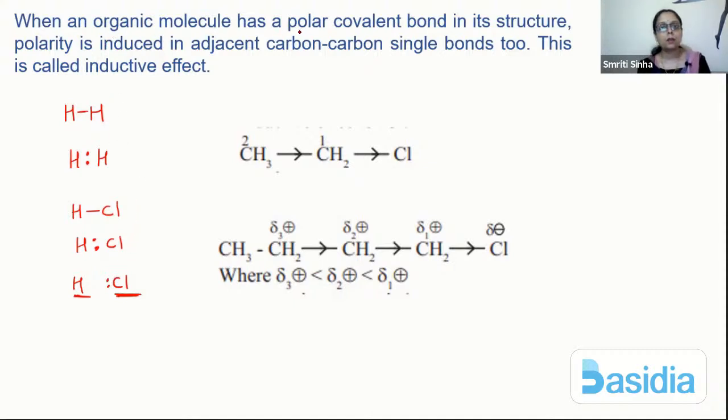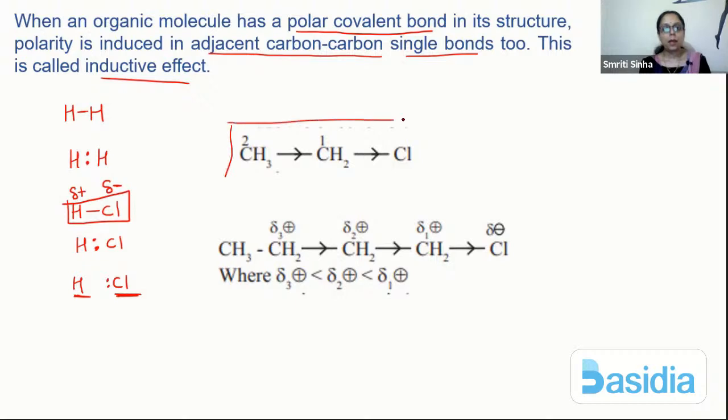So when an organic molecule has a polar covalent bond like this, it is called a polar covalent bond. Why polar? Because one atom is electronegative and gets a delta negative sign, while the other is electropositive and gets a delta positive sign, and therefore it is called a polar covalent bond. And if in such molecules polarity is induced in the adjacent carbon by single bonds, this is called inductive effect.